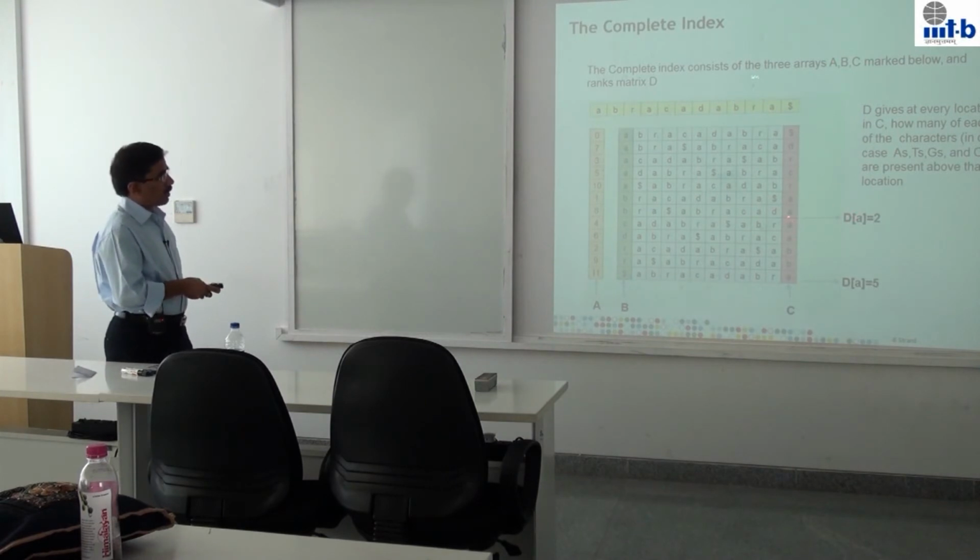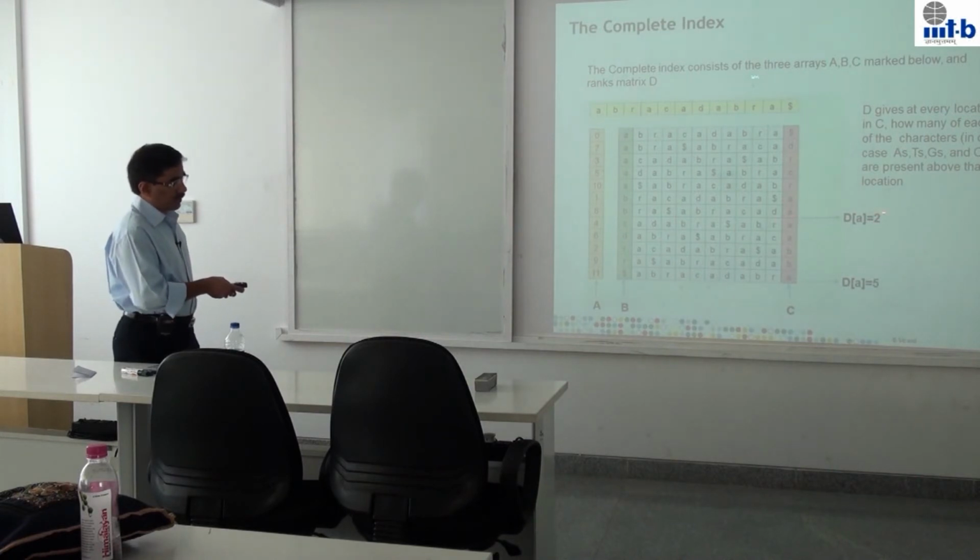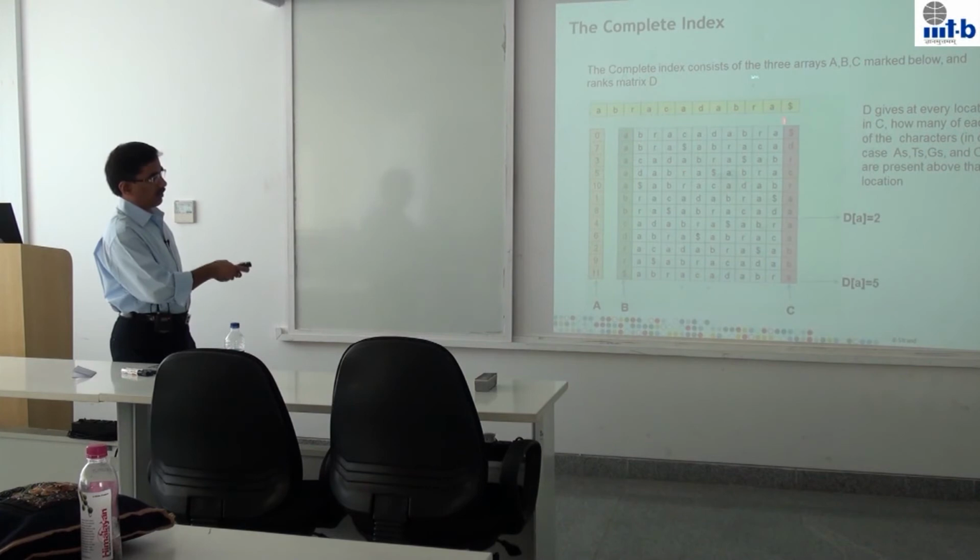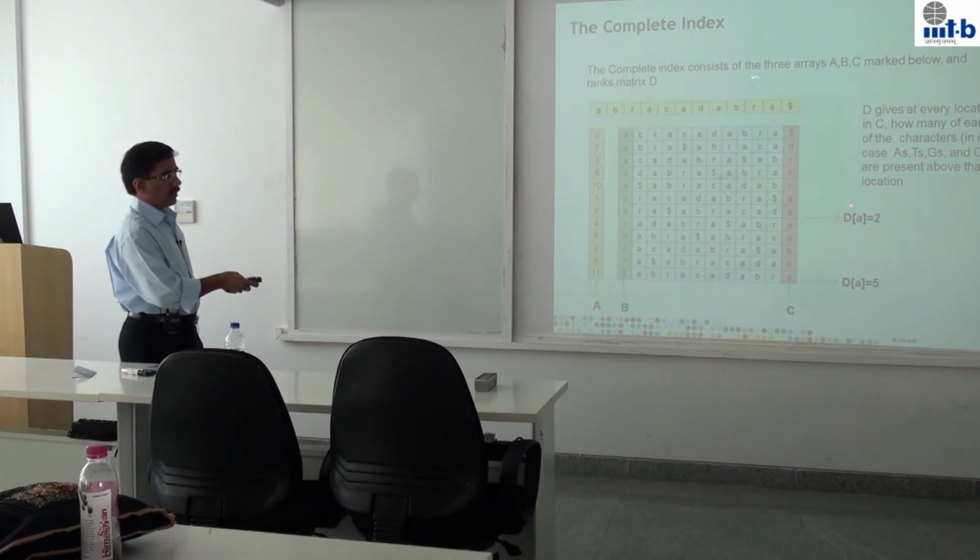So at each location, for each character we have the rank. For example, at this boundary between these two, we have a value for A: how many A's are above this particular location? There are two A's above this, so we store this. Likewise, we need to store for each of the characters. In this case it's the English alphabet, so we need everything from A to Z.